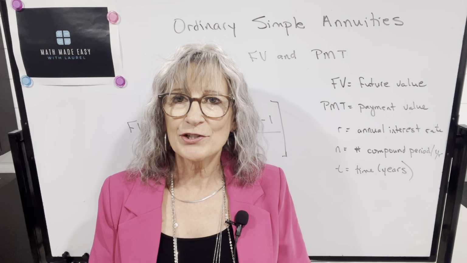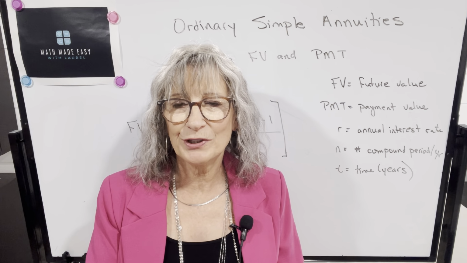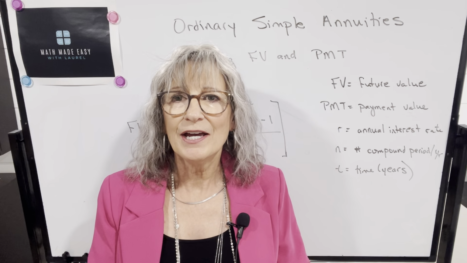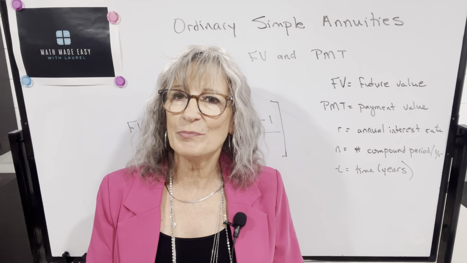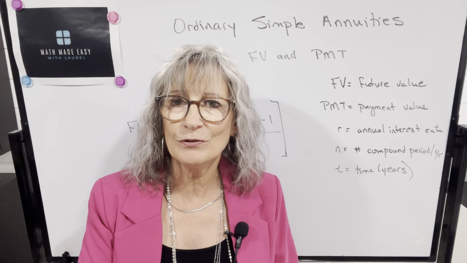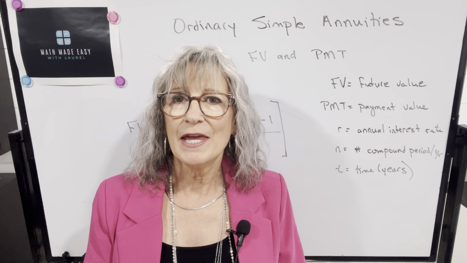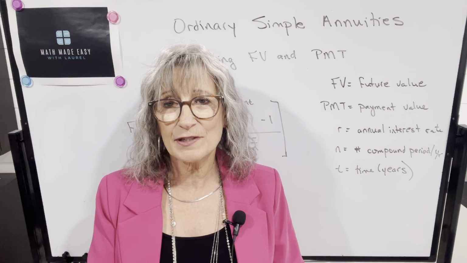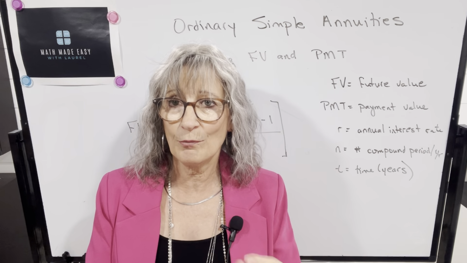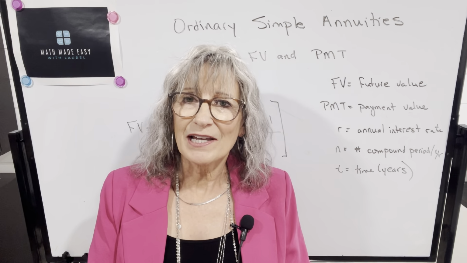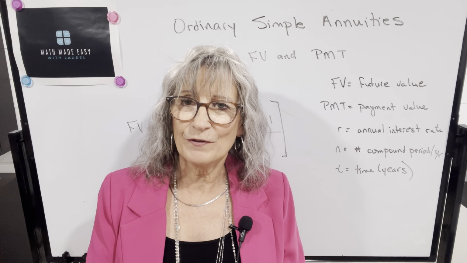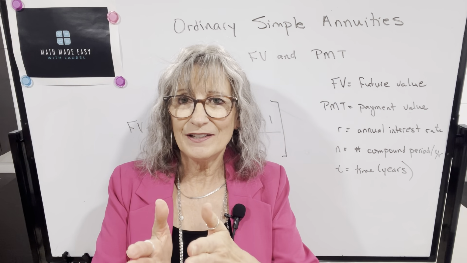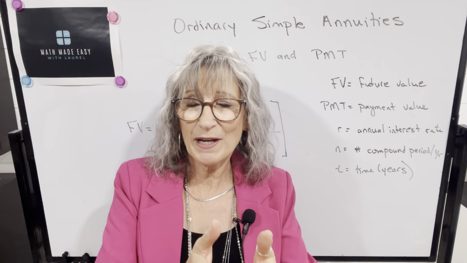In my last video, I talked about what an ordinary simple annuity is, and just to review that, an ordinary annuity means that payments are made at the end of the interval, not at the beginning. And simple annuities are annuities where the number of payment periods per year is equivalent to the number of compound periods per year. In my last video, I showed how to find the future value of the annuity by finding the future value of each payment.